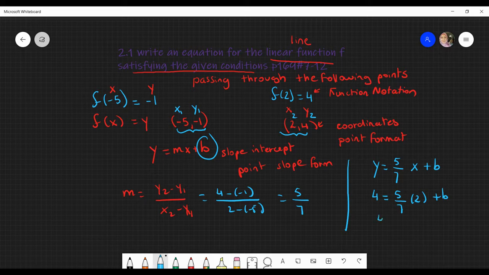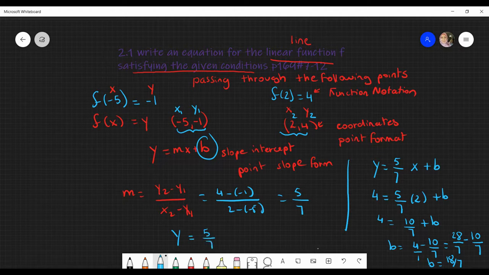And I'm going to solve for b. So 4 equals 10/7 plus b. b equals 4 minus 10/7. We are subtracting. This is a fraction, so we need a common denominator. This is over 1. I'm going to multiply it by 7, top and bottom. And my b has a value of 18/7. So the equation of the line will be y equals 5/7 x plus 18/7.